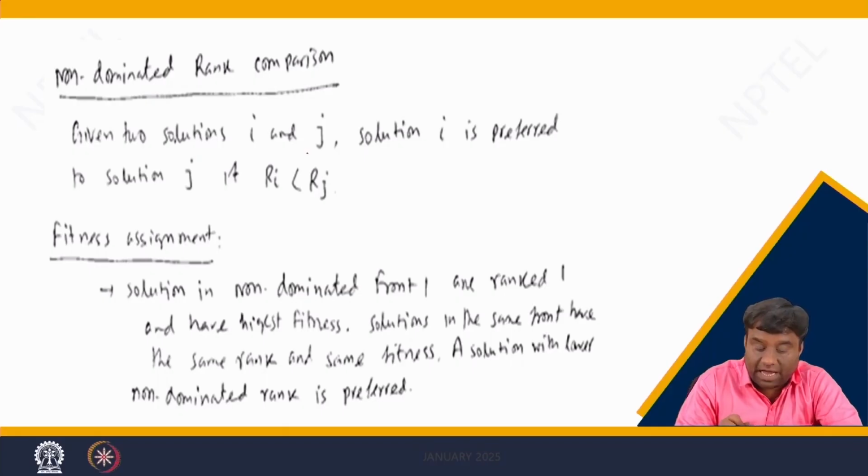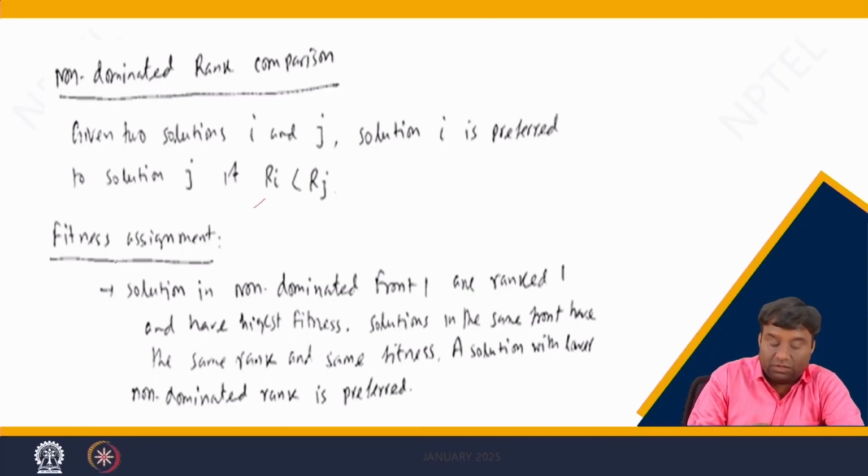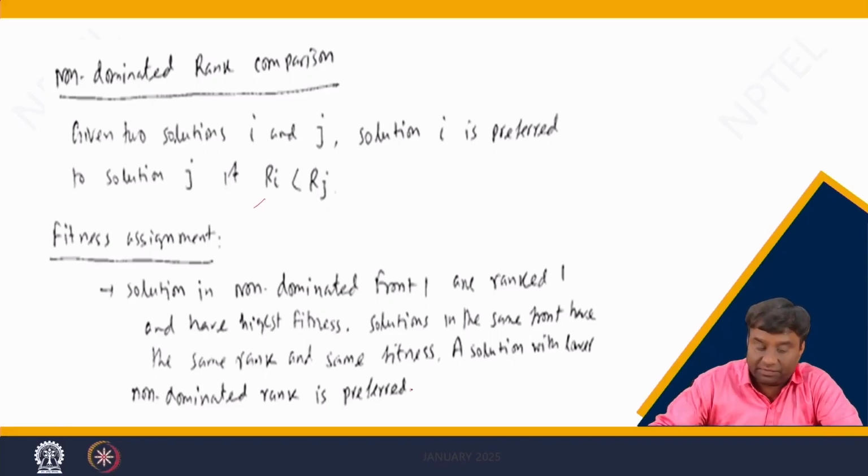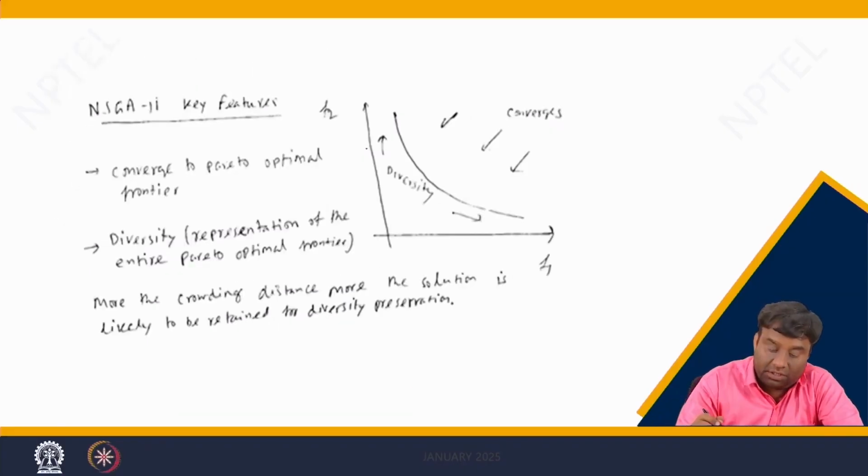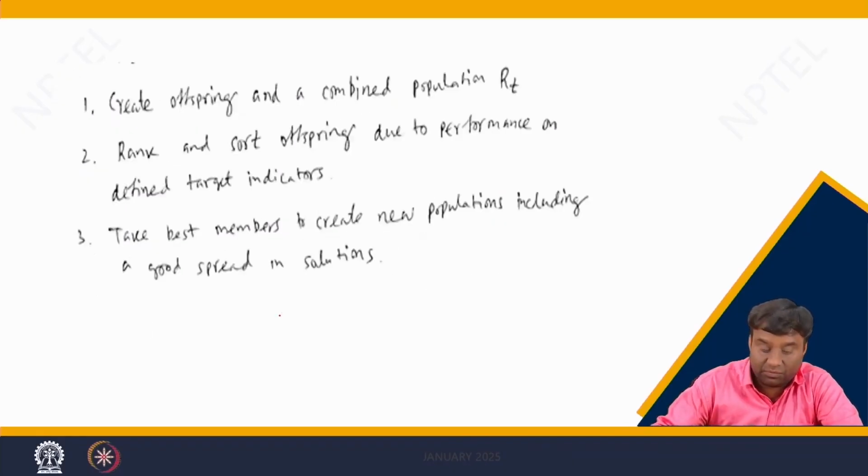Given two solutions I and J, solution I is preferred to solution J if the rank of I is less. Fitness assignment: solutions in non-dominating front 1 are ranked 1 and have the highest fitness. Solutions in the same front have the same rank and same fitness. A solution with lower dominating rank is preferred. The key feature is that it converges to Pareto optimal. Diversity is preserved through the crowd distance mechanism, so we want to learn the crowd distance mechanism.